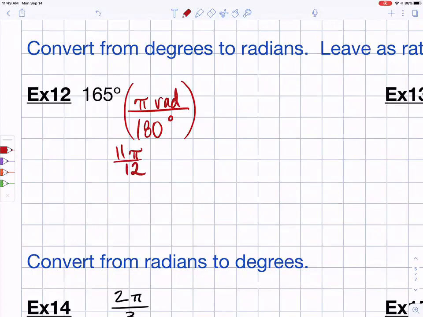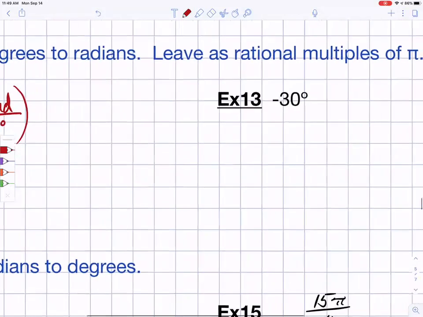Now, the cool thing about radians is that the lack of a label automatically says it's a radian. So do you see how I didn't write 11 pi over 12 radians? I wrote no label. No label automatically means radians. Okay, so I don't have to write radians. I do have to write degrees, but I don't have to write radians. Okay, what about number 13?